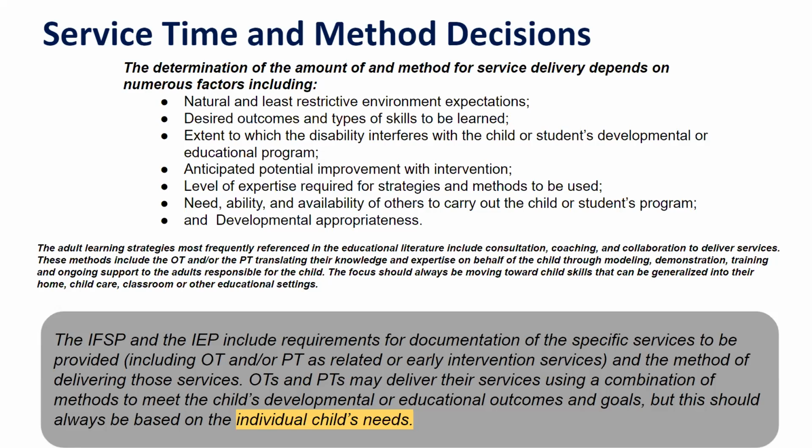We need to know that there is anticipated improvement and that we're not having that service on for a long term if it's not going to have the positive impact that our team hopes. Level of expertise required for strategies and methods. So we need to talk about that as a team. We need to, as an LEA, encourage that discussion. Who can do this? How do we do this? And what is the best way to do this?